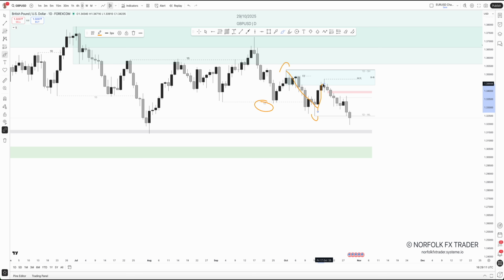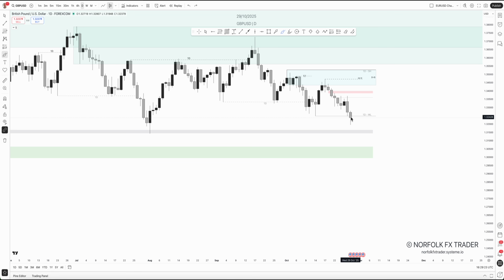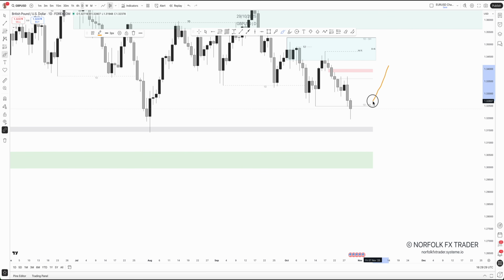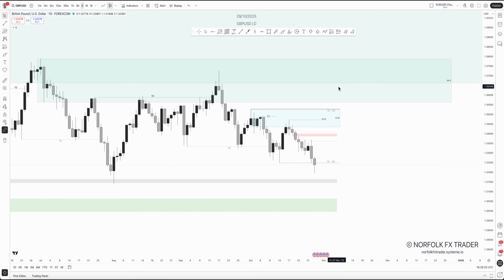We've seen the pullback into the area of supply. So we've come into the area of supply here, made this push into supply, and then we've run down for this week low. Now the market is currently potentially breaking structure once again, showing you the continuation of that move. But it's up here, understanding, let's grab my other tool, understanding that this is our weekly area of supply.